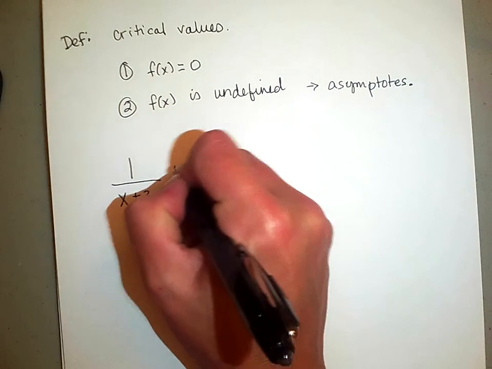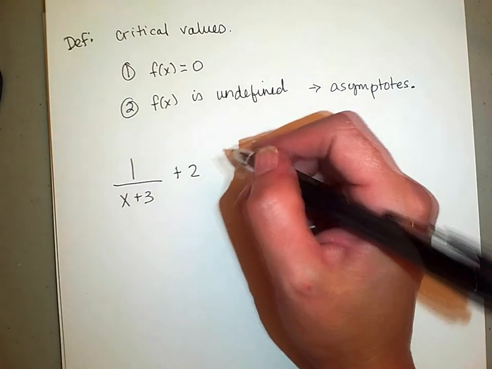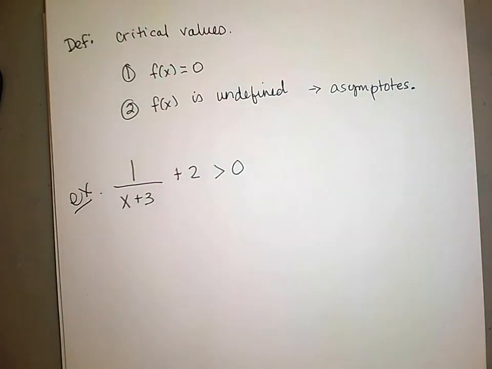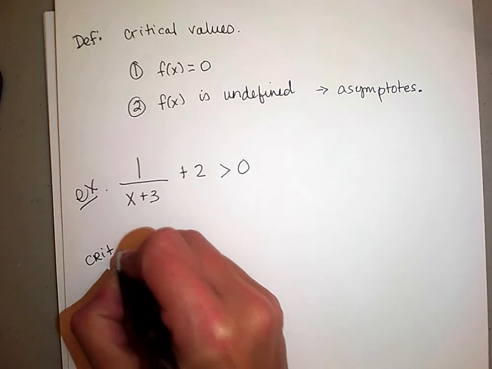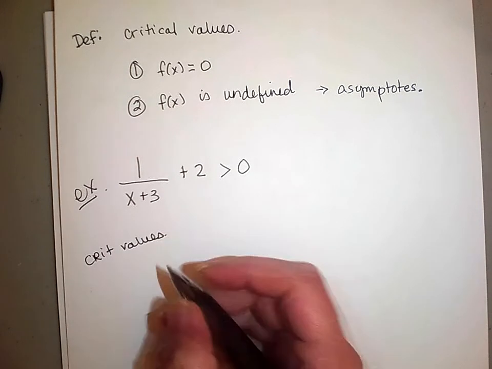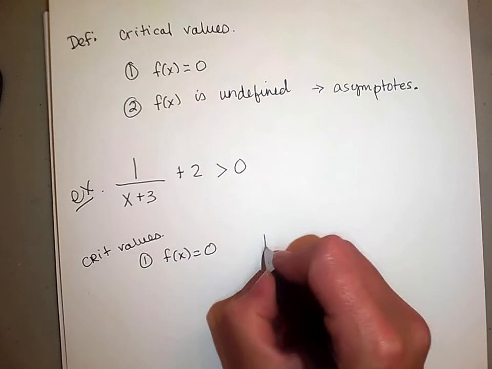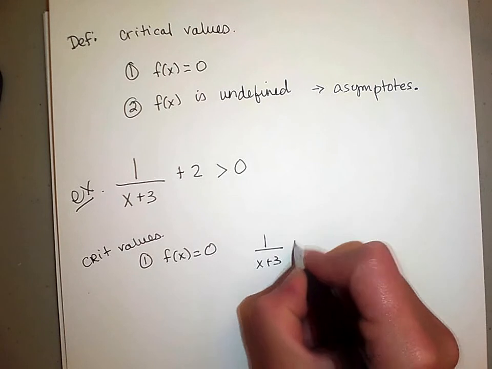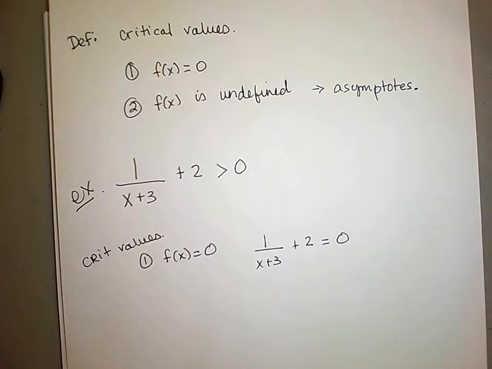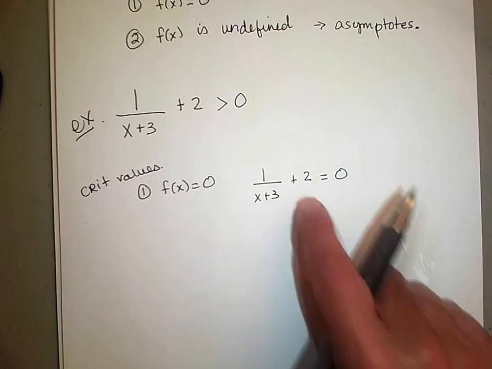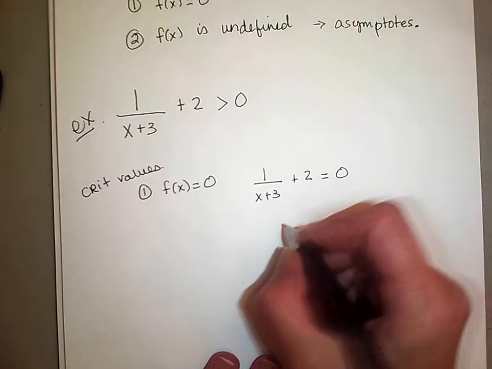Okay, so let's look at 1 over x plus 3. Let's add 2 to it, and let's find out where this is greater than 0. Okay, so first thing we need is our critical values. So number 1, that's where the function is equal to 0. So let's solve where 1 over x plus 3 plus 2 equals 0.